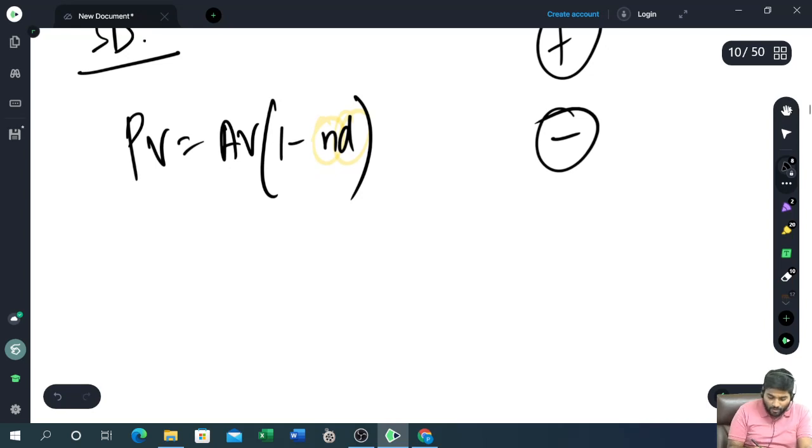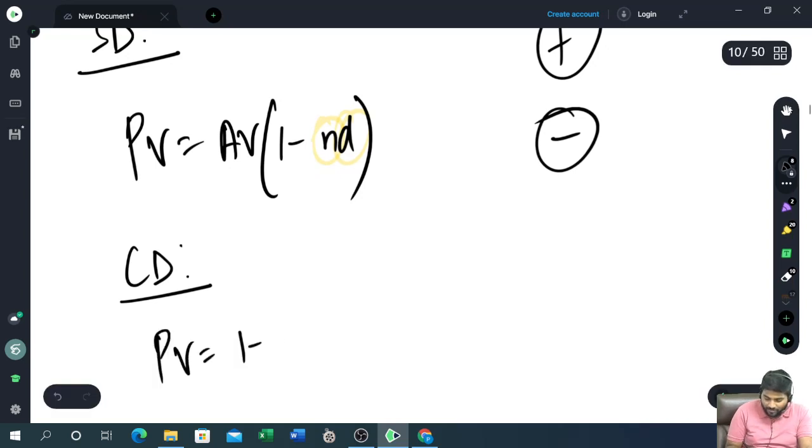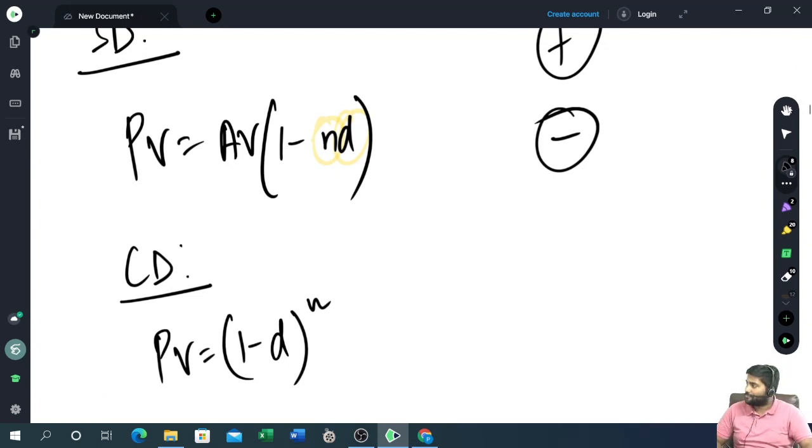Similarly, what can I say about compound discount? The other name will be effective rate of discount. It will be PV equals AV into (1 minus D) whole to the power N. Okay?